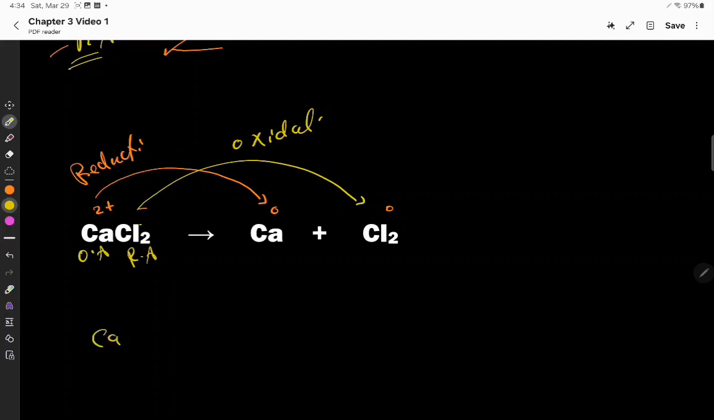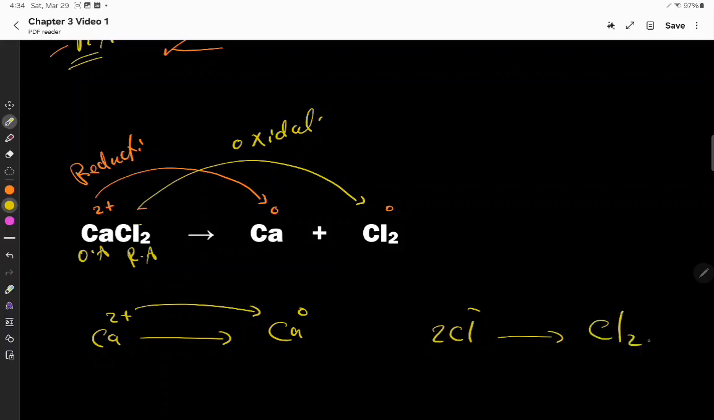Now calcium, it is 2 positive, and after the arrow calcium is 0. What happened to it? Reduction. If we look at chlorine, Cl negative before the arrow, this is the ion of it, and after the arrow it became Cl 0. Now from negative to 0, what happened is oxidation, because the oxidation number increased.